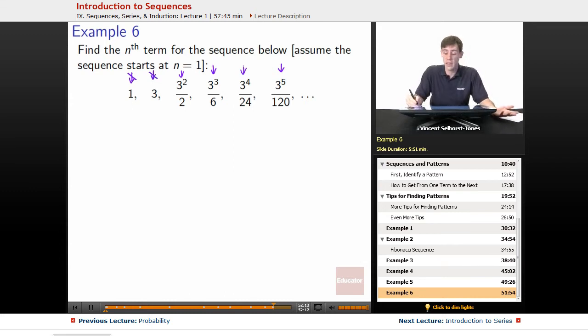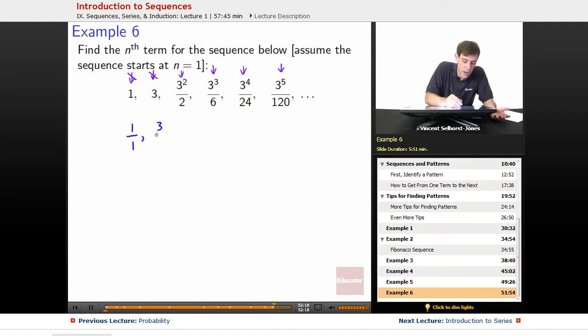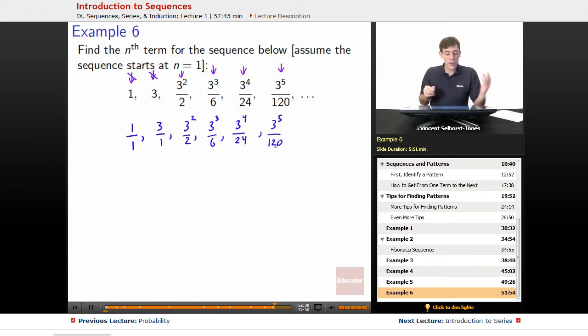We first certainly need to have them as fractions. So as fractions, we've got 1. We can always divide by 1, so 1 over 1. Then 3 over 1, and then 3 squared over 2, 3 cubed over 6, 3 to the 4th over 24, 3 to the 5th over 120. First thing we're probably noticing is, hey, we've got 3 to the 5th, 3 to the 4th, 3 cubed, 3 squared, 3. Well, we could write this as 3 to the 1.